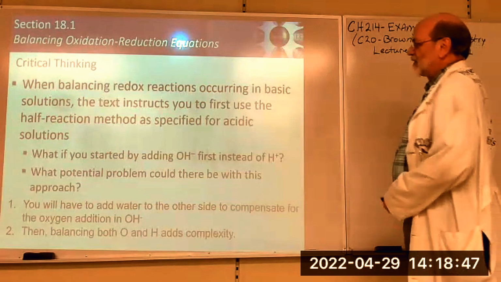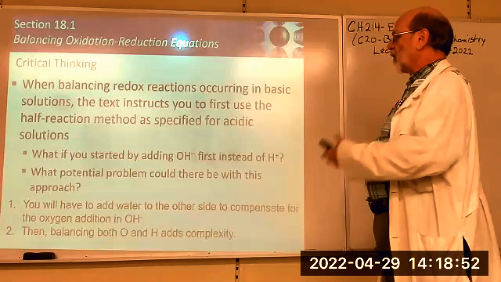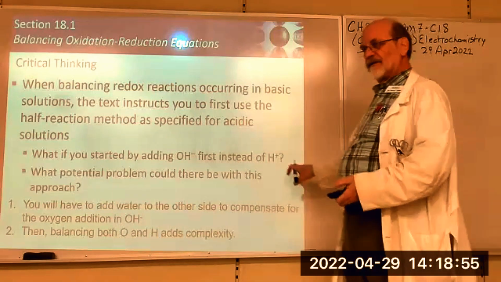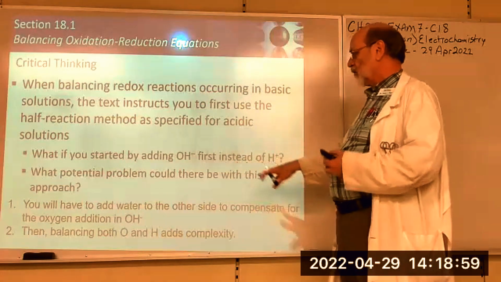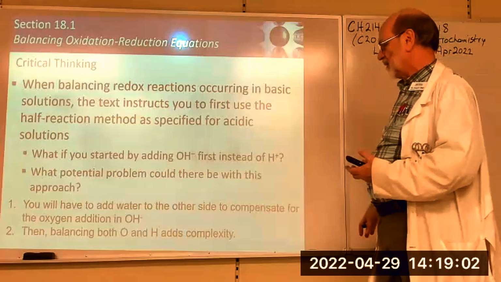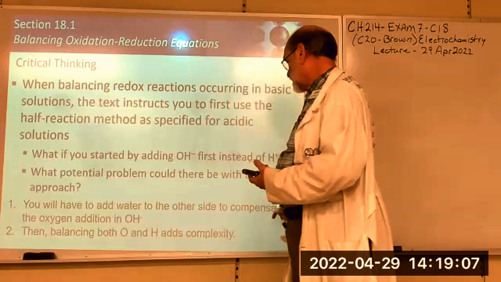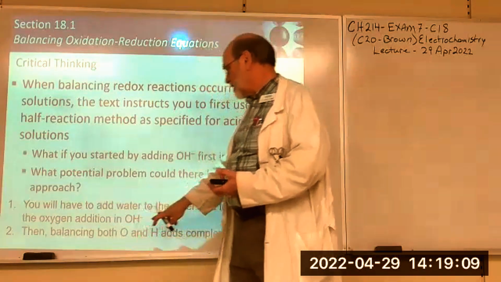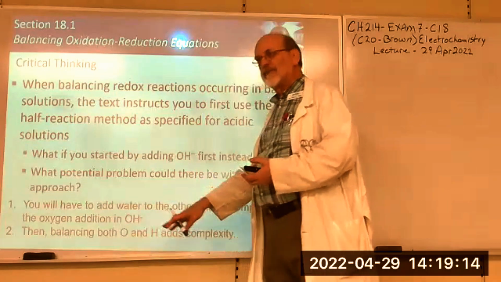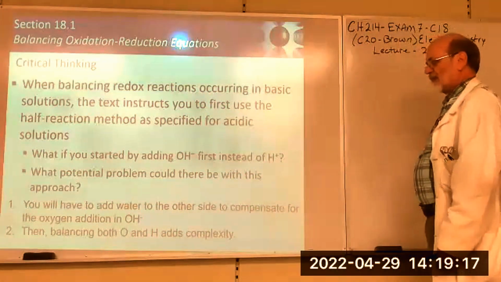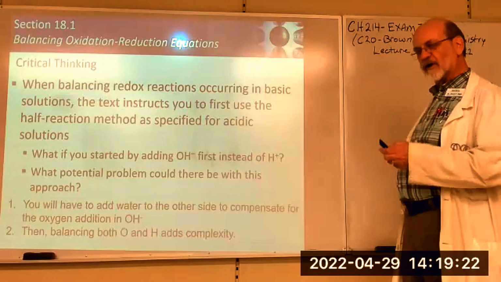So I was just thinking about this possibility. Instead of doing the fake acid method, what if we started with hydroxyl instead of hydrogen? What would be some potential problems? Well, you'll have to add water to the other side to compensate for the OH. And then balancing both oxygens and hydrogens adds complexity on both sides. The fake acid method is just the least likely to get wrong.